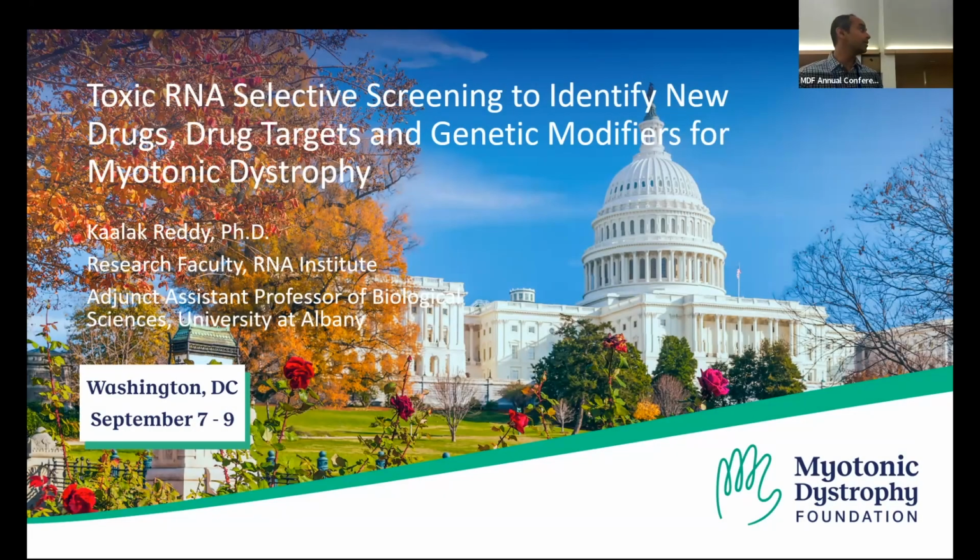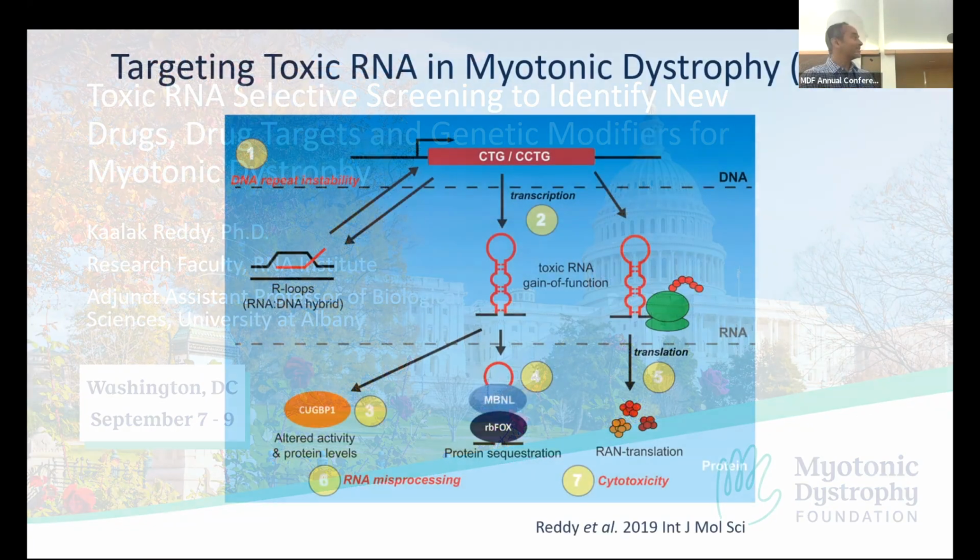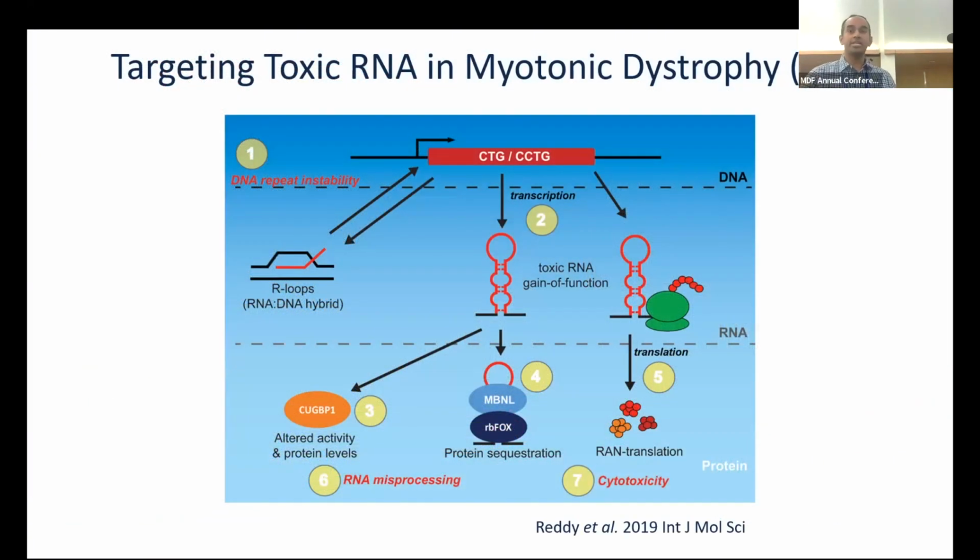And so this is part of an ongoing collaboration with Andy Berglund's lab at the RNA Institute at the University at Albany. So as we know, pathogenesis in myotonic dystrophy stems from the production of toxic CUG and CCUG expansion RNAs. And so these toxic RNA molecules, once they're formed in the cell, gain a number of toxic downstream consequences. And so some of these are outlined in this schematic.